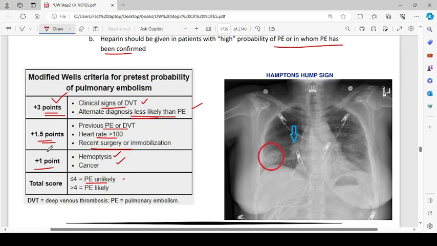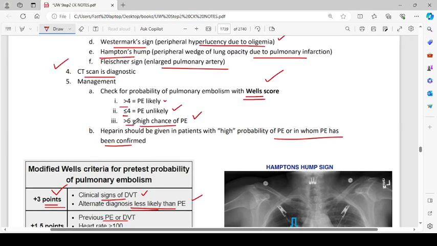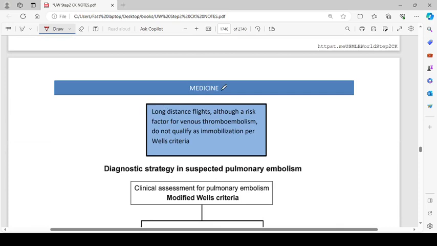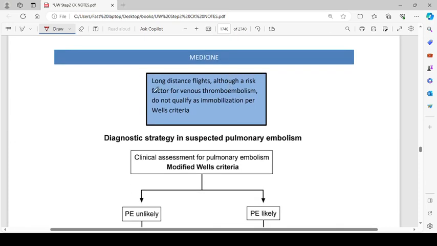And if we add them up, 3, 4, 5.5, so how has this made it more than 6? I think it is modified. They were just talking about the Wells score, and this is the modified Wells criteria. So this is Hampton's hump, the wedge-shaped area over here is the Hampton's hump. Okay. Long distance flights, although a risk factor for venous thromboembolism, do not qualify as immobilization per Wells criteria.